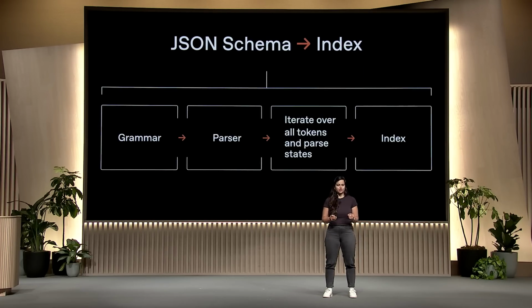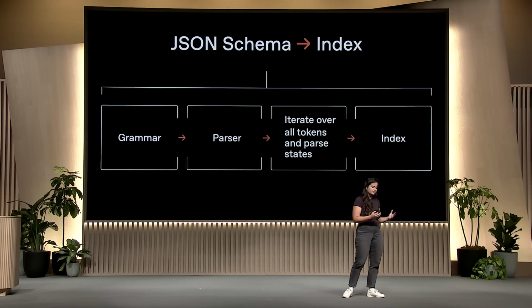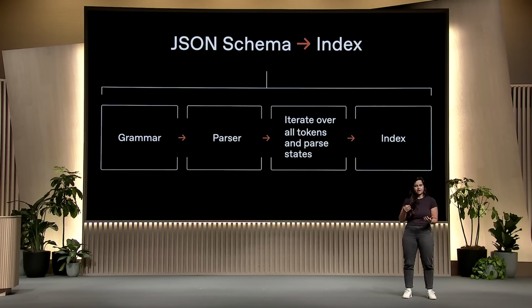There's actually a lot of work that goes into producing this index from the JSON schema. First, we convert the JSON schema into a grammar. And a grammar is actually a formal specification of a language. Once we have the grammar, we can create a parser. And a parser is a program that can check strings and see if they're part of this language. You can think of the parser as a program that takes in a JSON blob and tells you, does this match the schema or not?